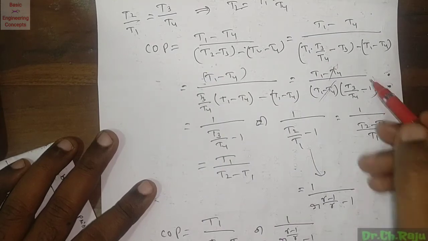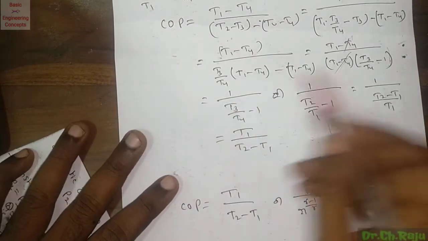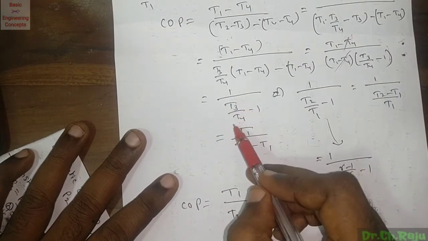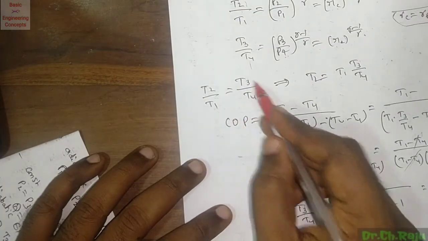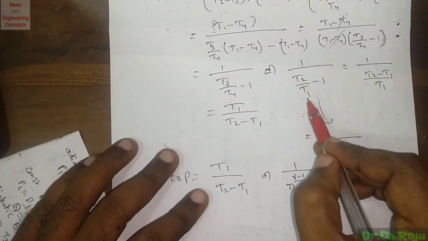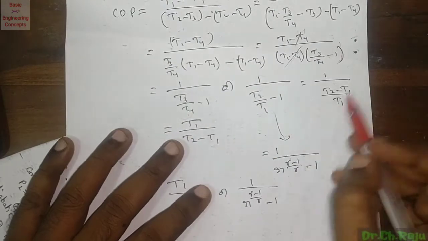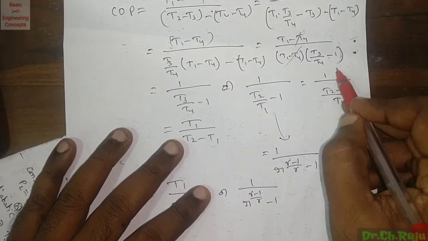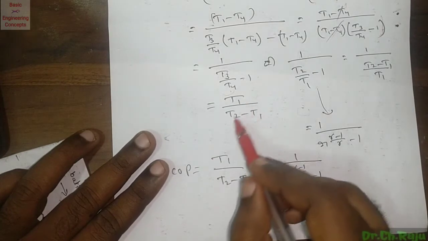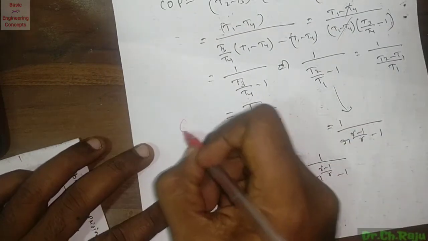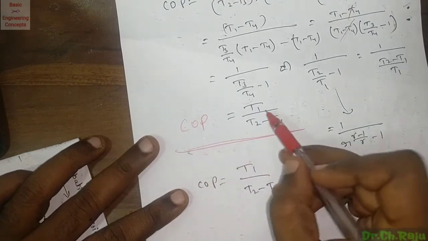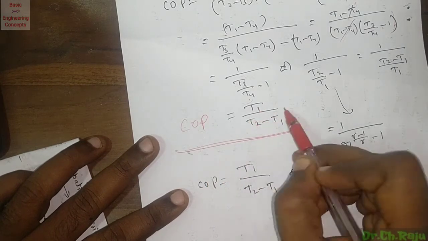So then you can take this as 1 by T3 by T4 minus 1. Here T3 by T4 is equal to T2 by T1, so that is 1 by T2 by T1 minus 1. Taking the LCM, that is T2 minus T1 by T1, this moves outside, so it is T1 by T2 minus T1. This is the COP of the Bell-Coleman cycle. Bell-Coleman cycle COP is equal to T1 by T2 minus T1.